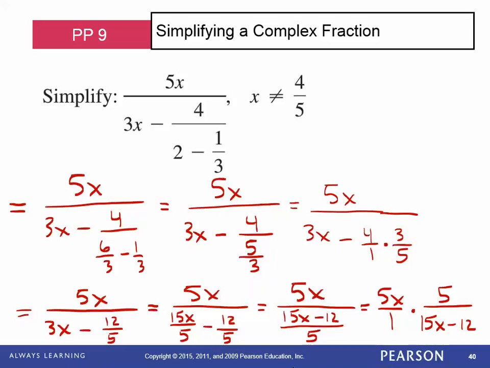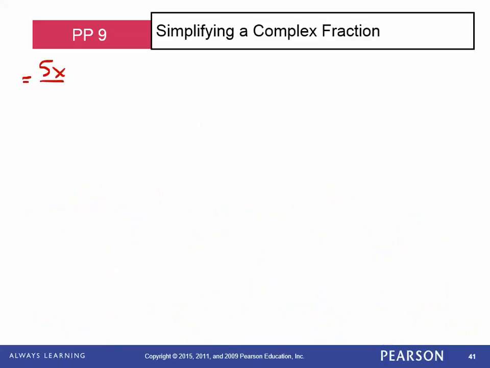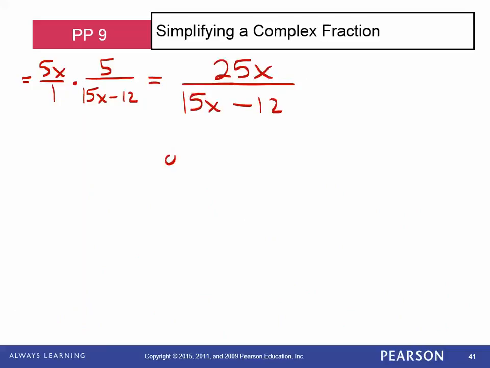Good there? Give you guys a few seconds to finish it off ahead of me, if you haven't done so already. I have to do this on the next slide because I'm running out of room here, so let me recopy this problem over to here. So 5x over 1 times 5 over 15x minus 12, and then there if you like, or the factored form if you like. Is that right?